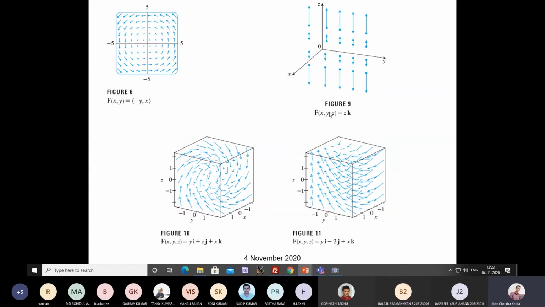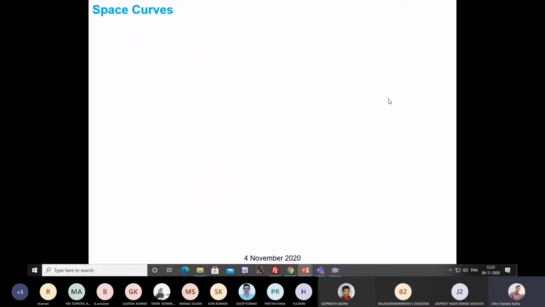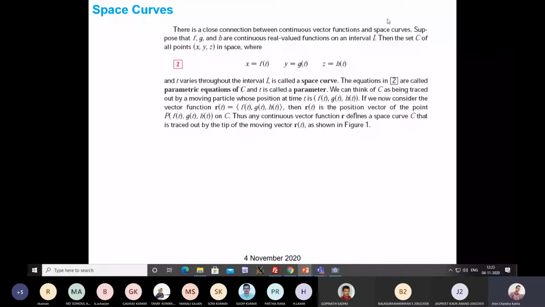So can you tell me about this one? The way it is drawn in this particular figure, you can see that all are moving only along a direction parallel to the z axis, right? That means the x and y components of them are going to be 0. So you can see that in fact this vector field is simply defined by k. Is it okay? Fine.